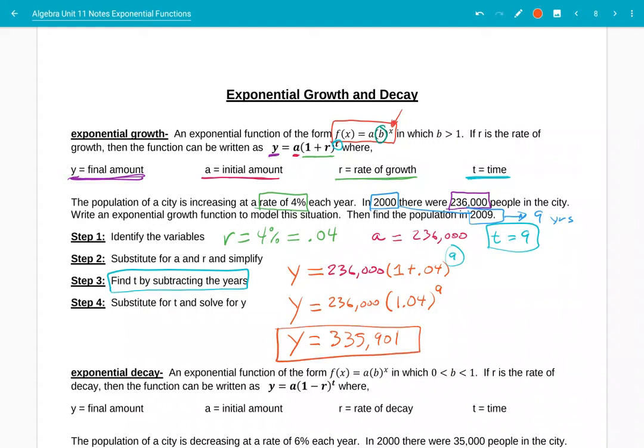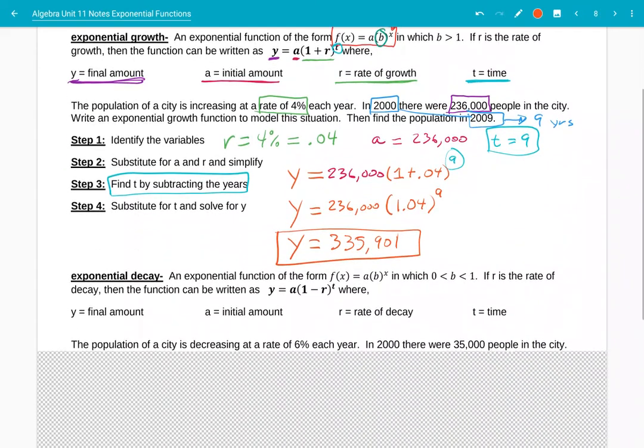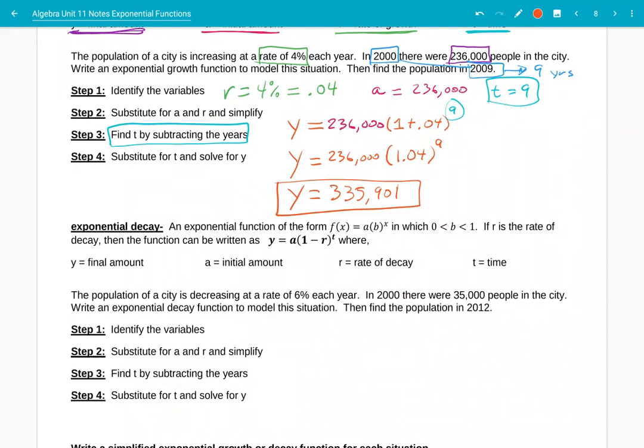So after 9 years, at a population growth rate of 4% each year, there were 335,901 people. So that's how that works. Now let's look at a decay.